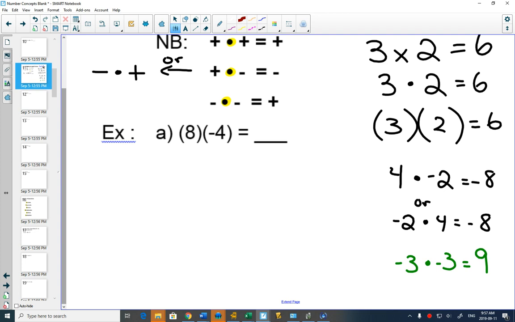So if I have 8 times negative 4, it means that I have negative 4, oh, why did I choose 8?